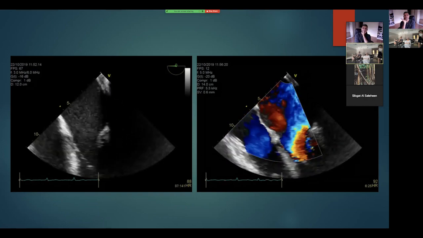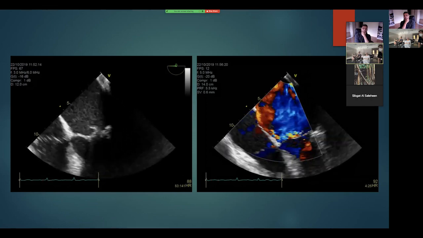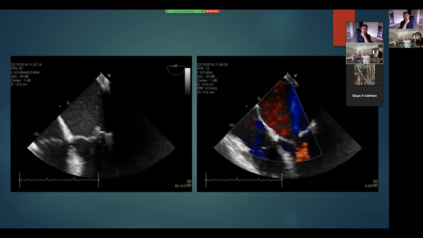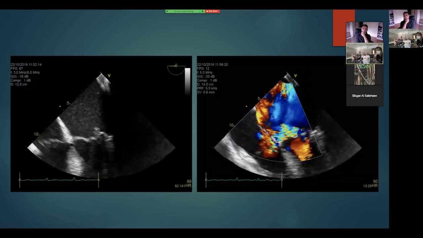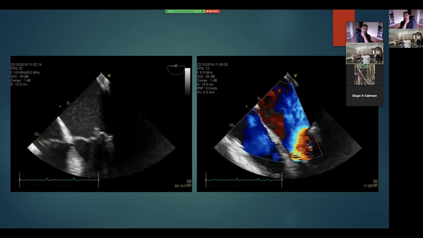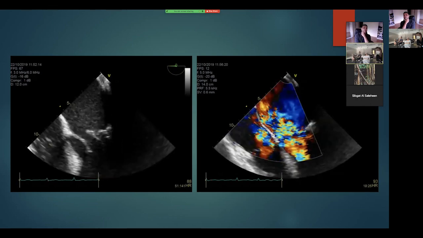Not sure what else. The left atrium looks larger, I suppose, but I'm not used to looking at TOE pictures. Yeah, fair enough. I can't tell whether it's spontaneous echo contrast or just a quick projection, I'm saying.